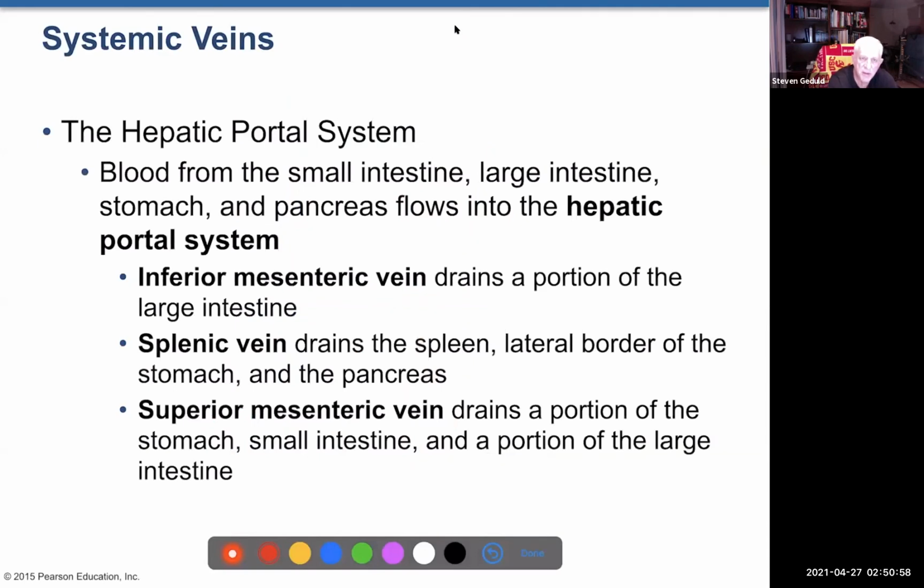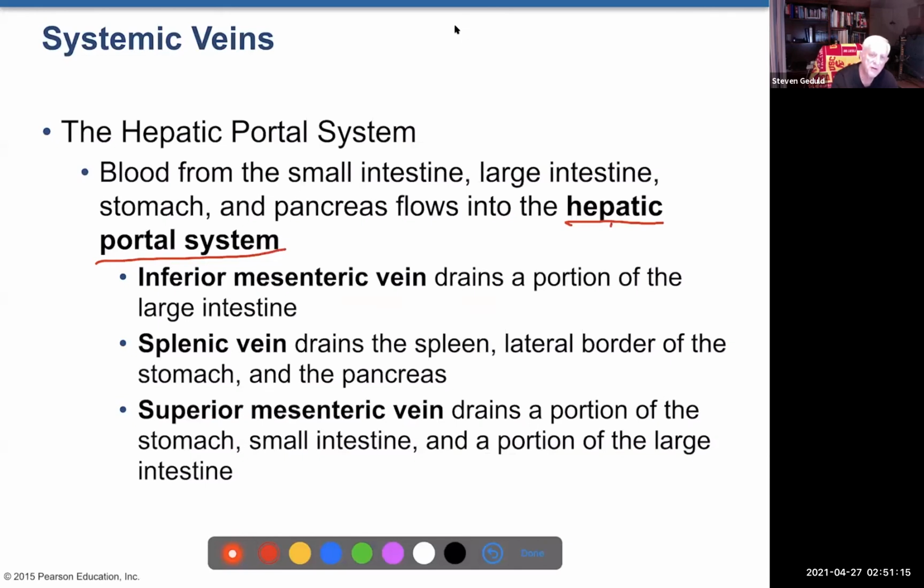The system in the liver, the hepatic portal system. Blood from the small intestine, large intestine, stomach, and pancreas all flows into the hepatic portal system.